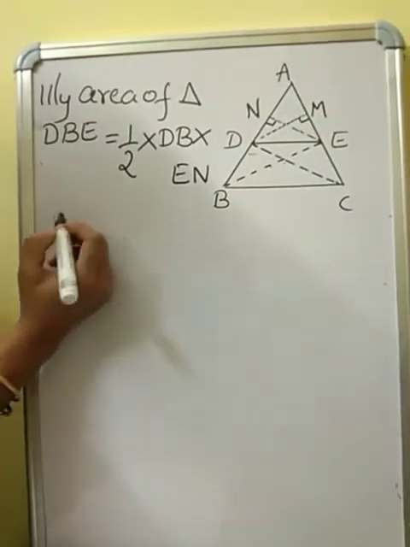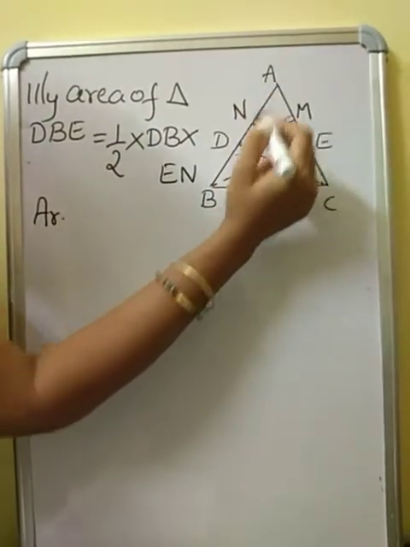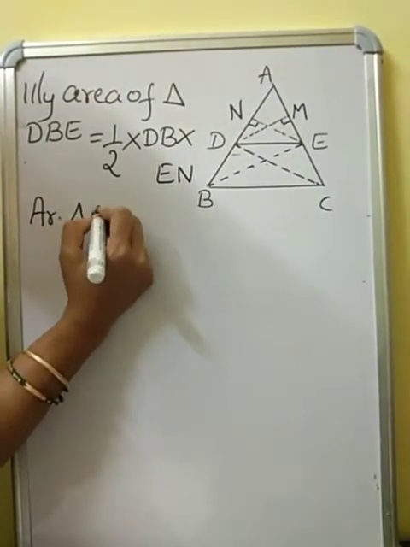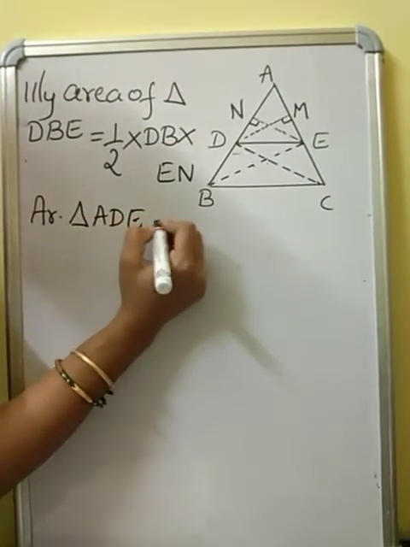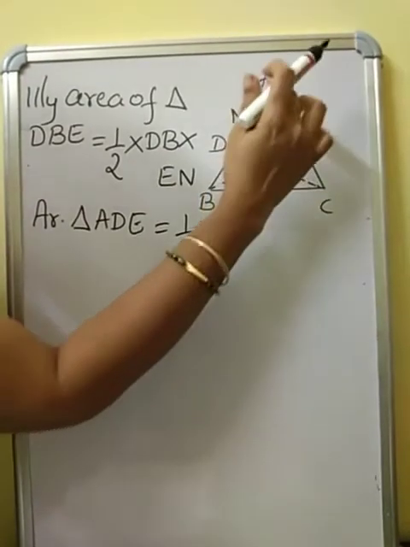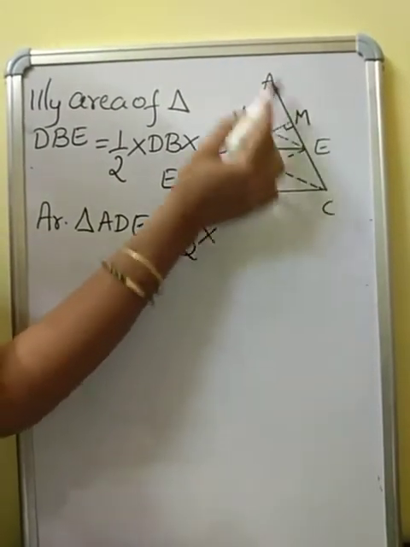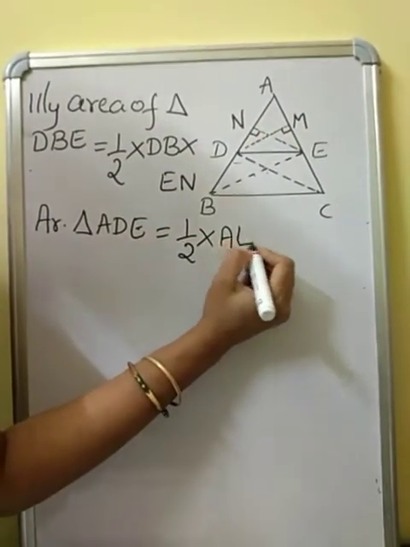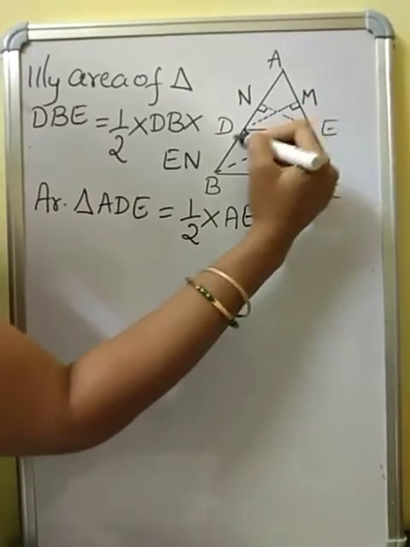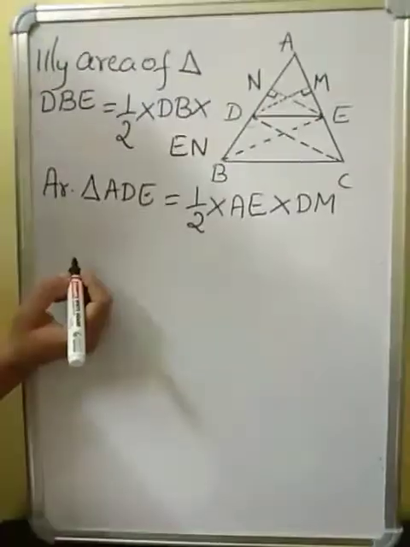So next again I am going to take area of triangle ADE. Now ADE is equal to half into base. That time I have taken AD as the base. Now I am going to take AE as the base. Now if AE is the base, then which is the height over here? That is DM.